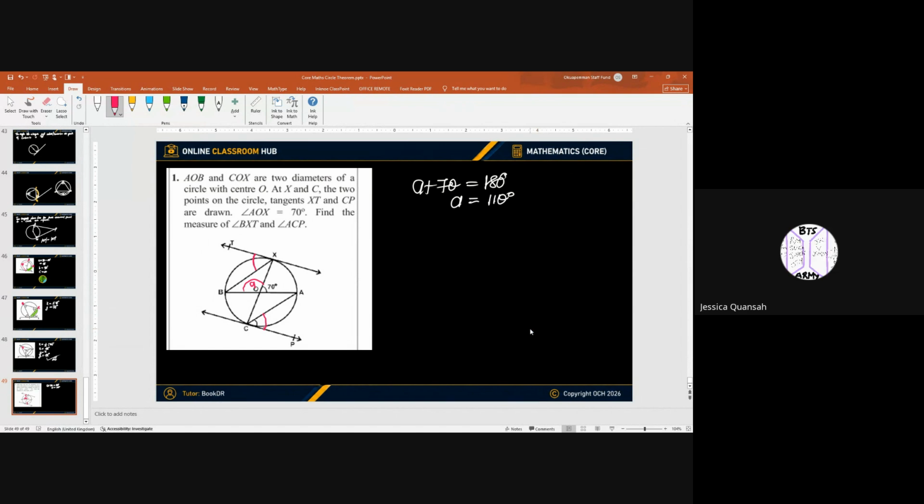Because the angle, a diameter or a chord that passes through the center. What is the diameter? The diameter is COX. And your angle you mentioned is BXT. So yes, the angle there is 90. What relationship does the BXT have with the diameter?